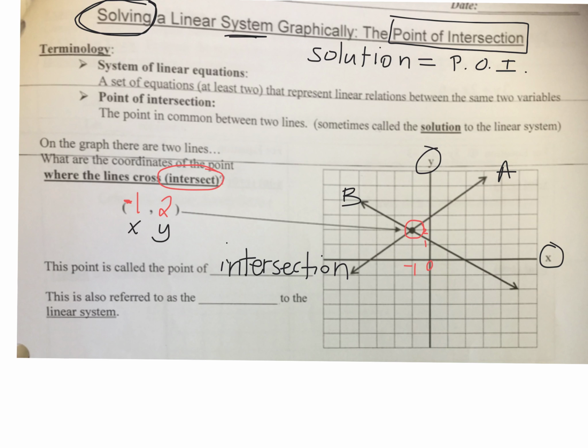And then this is also referred to as the blank to the linear system. What is this referred to as? Solution, good. This is the solution. So if you're asked to solve, you're looking for the point of intersection.